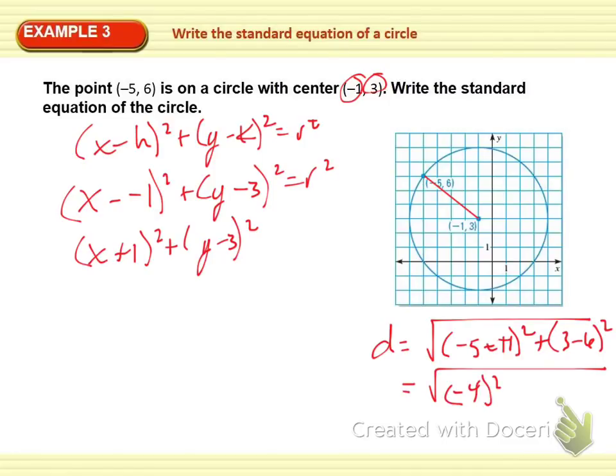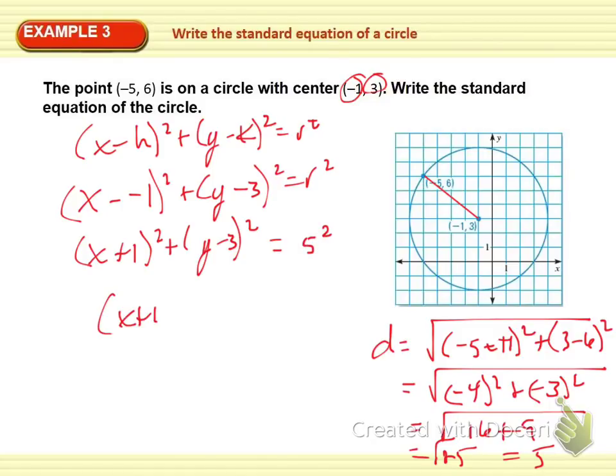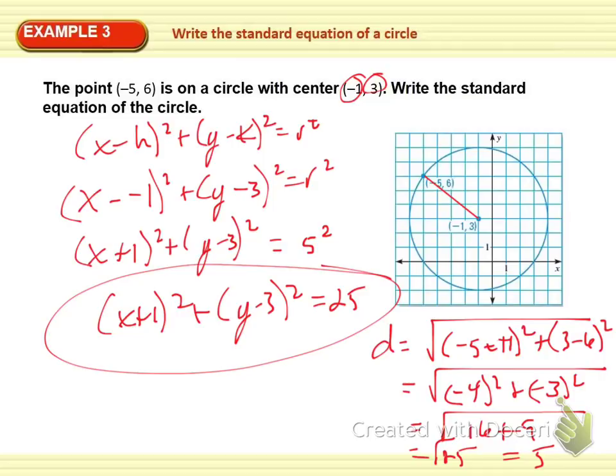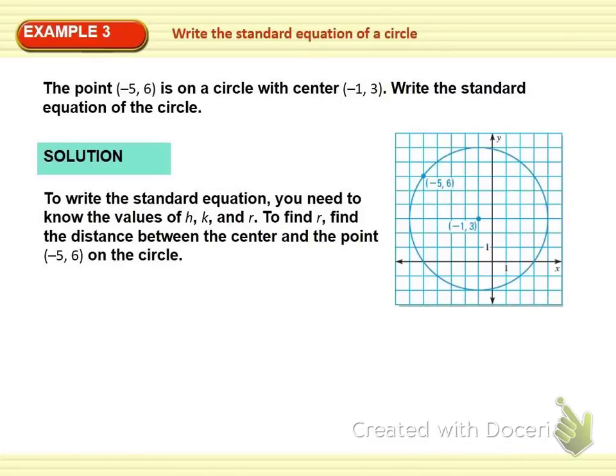So negative 4 squared plus negative 3 squared gets you 16 plus 9, which is 25, and the radius is going to be 5. So now we've got to put 5 in here and square it, which by the time we're done simplifying, it just turns into (x plus 1) squared plus (y minus 3) squared equals 25. Okay? So if we need the radius, just go find it. If we've got a point on the circle and the center, then we use the distance formula to find that radius. Okay, a little bit of work, but hopefully not too tough.